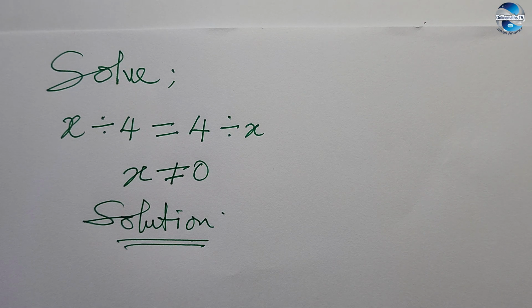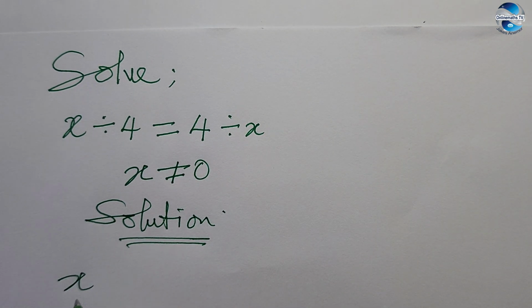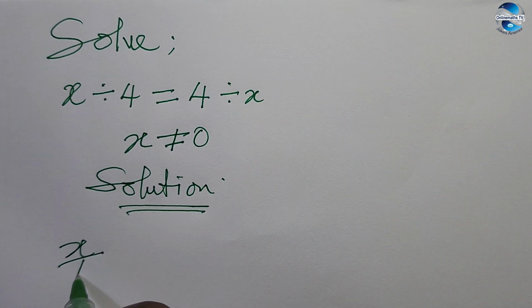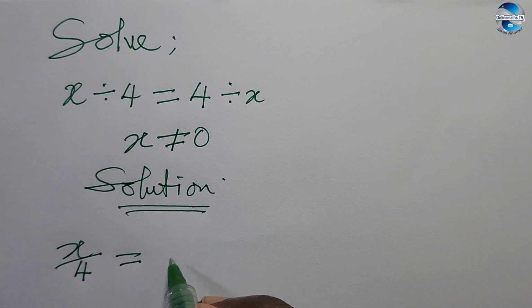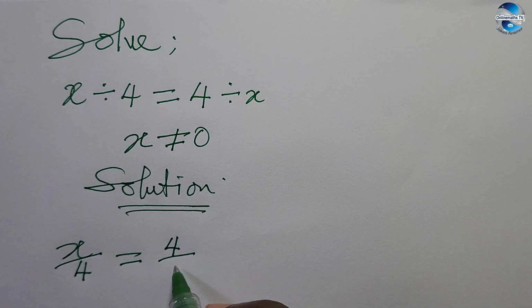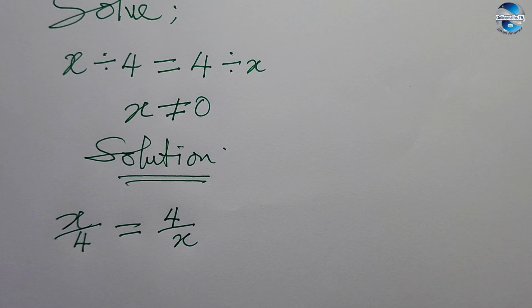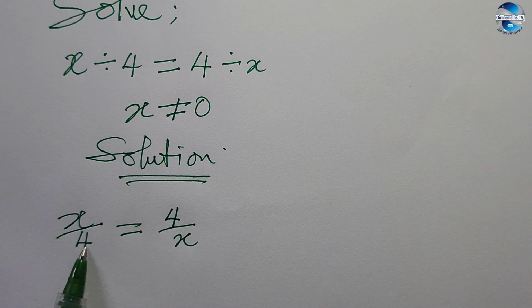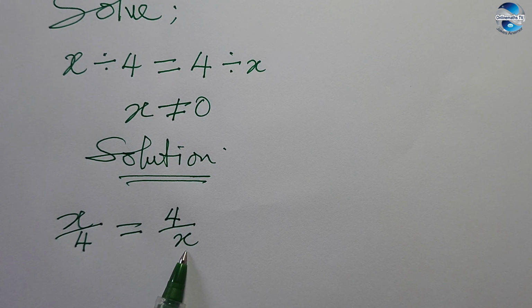Now, we take the question. If you look at this question here, we can rewrite it in different formats. So this will be written as x over 4 is equal to 4 over x. We all know this, right? So now we want to eliminate this denominator here, 4, and we equally want to eliminate this x. So how do we achieve that?